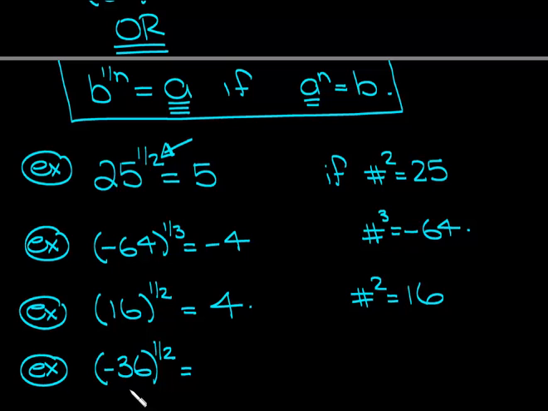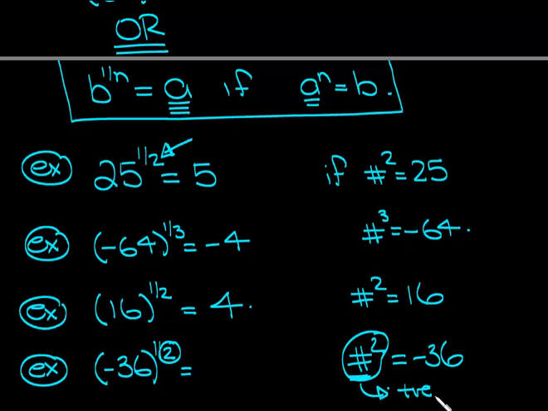Okay, can I find a number when I square it, since n is 2 here, and get negative 36? Now think about it for a while. Anytime you square any number, we always end up with a positive number. So is there any way to get a negative 36 out of it? No, that's not possible. So this is not a real number.